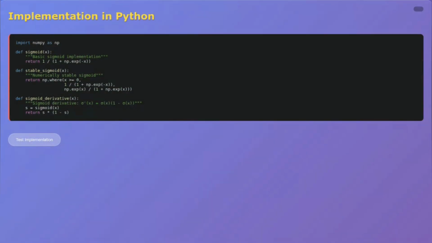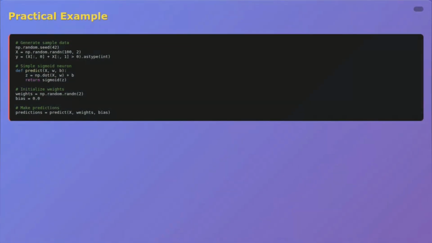Let's implement the sigmoid function from scratch. I'll show you 3 different approaches. First, the basic NumPy implementation. But wait, there's a numerical stability issue here. For very large negative values, np.exp can overflow. Let's fix that. And here's how you typically use it in a neural network context.